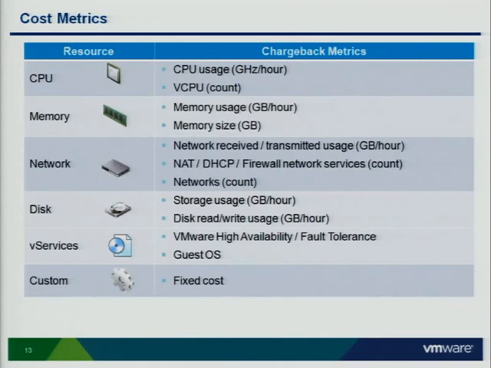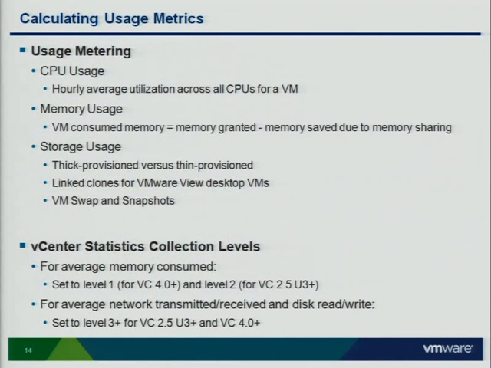So let me dive into a little bit more detail on these on the usage metering side. With the CPU usage, we are calculating an hourly average utilization, not the actual or peak usage. And this is across all of the CPUs that a VM is touching. On the memory usage side, we are looking at the VM consumed memory, which is basically defined as the amount of memory that's been granted to a virtual machine, minus any memory that's been saved from the virtualization memory page sharing capabilities.